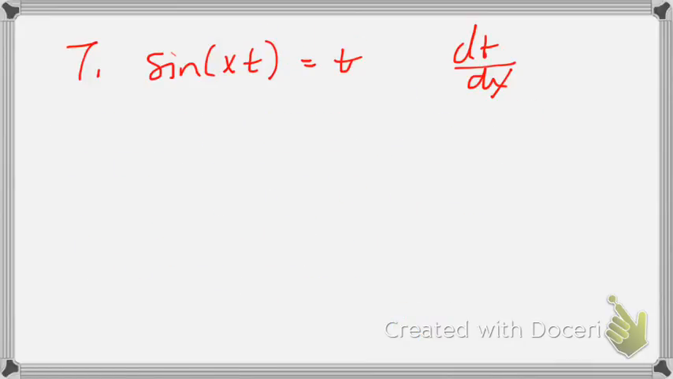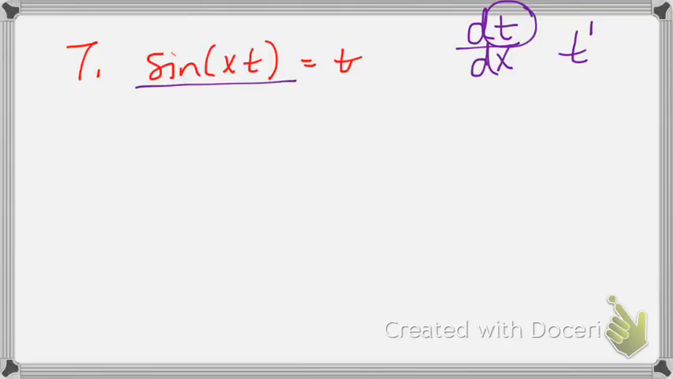Alright, here's another one. And the question might ask you to find, I think this is supposed to be dt dx. That was right. This is telling me that t is like the y. And so I'm trying to find t prime if I want to write it like that, where x is my variable. So I'm going to start by finding the derivative of sine of something, which is cosine of the thing. But then I have to multiply by the derivative of the inside, the derivative of x times t.